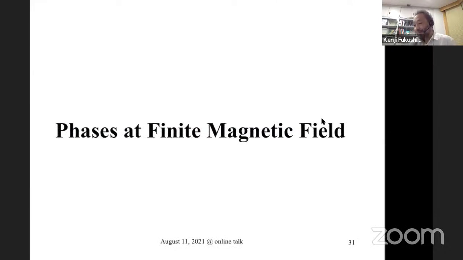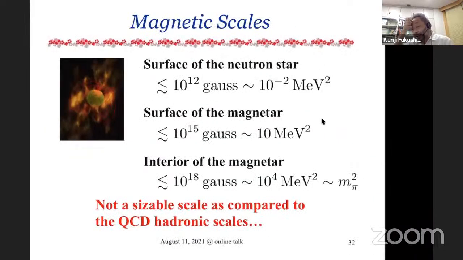Now let me come to my next topic, the magnetic field. Maybe I spent too much time on the first topic, but the magnetic field is also quite interesting. The typical magnetic scale is like this: the neutron star or magnetar. A magnetar is a special kind of neutron star. In the interior of the magnetar, you can find some very strong magnetic field because the magnetic flux is squeezed. But still, this is only comparable to the QCD scale, 100 MeV.